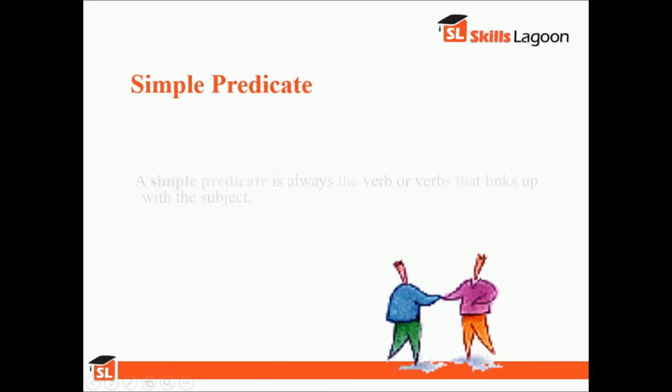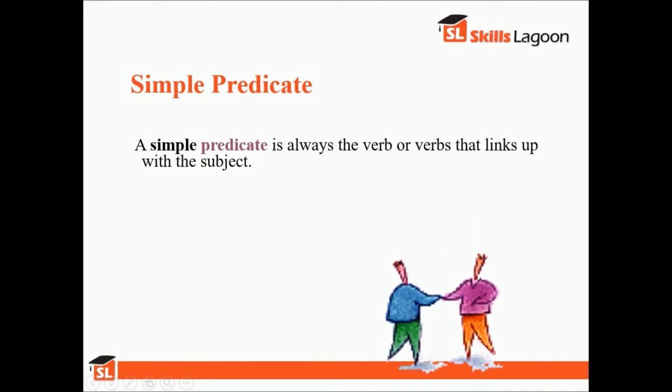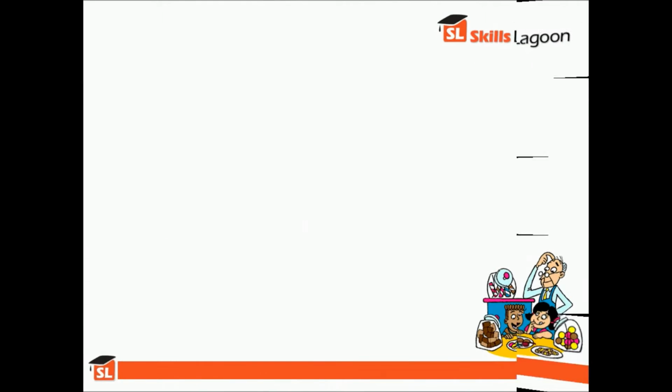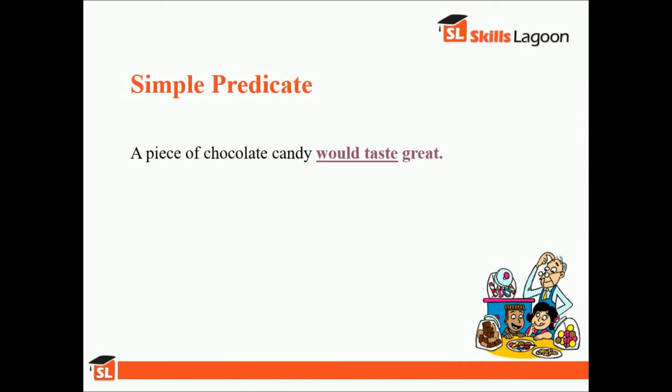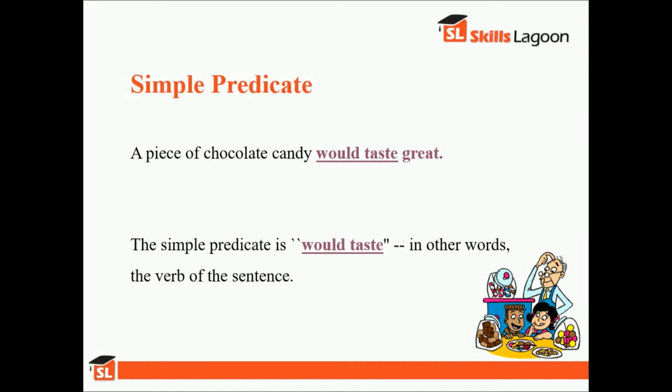Simple predicate. A simple predicate is always the verb or verbs that link up with the subject. For example, a piece of chocolate candy would taste great. The simple predicate is would taste. In other words, the verb of the sentence.